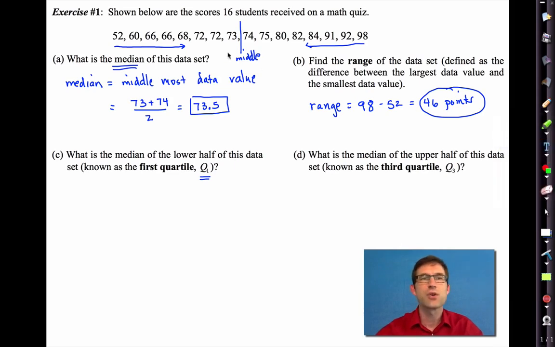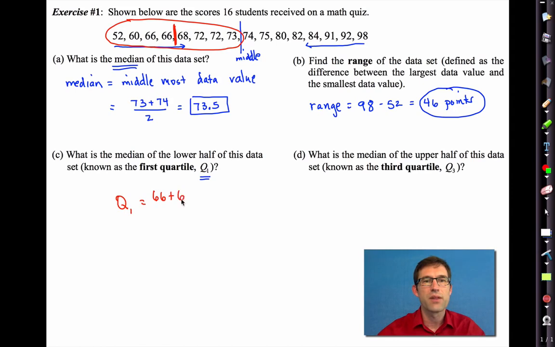Let me circle that in red. And then what we're going to do is find the median of that. Well, that's also got an even number, so our Q1 is going to be 66 plus 68 divided by 2. So our first quartile is 67. That's the value that cuts off the first 25% of the data from the second 25% of the data.